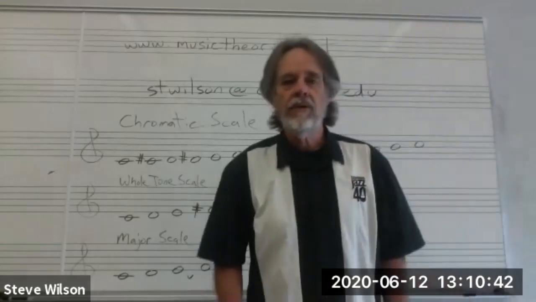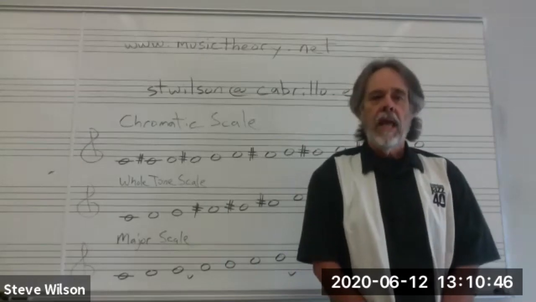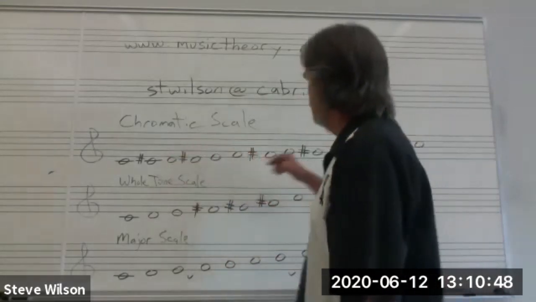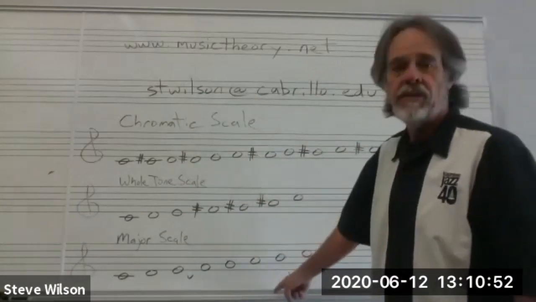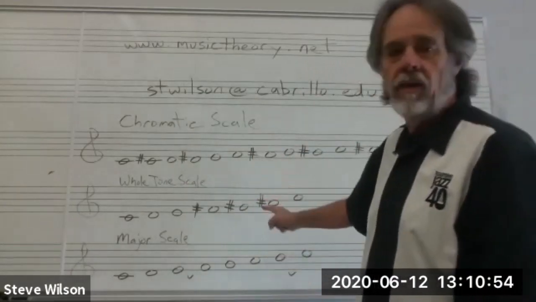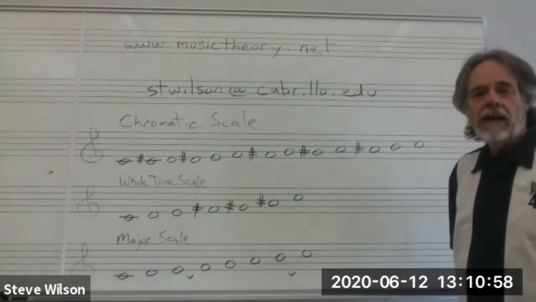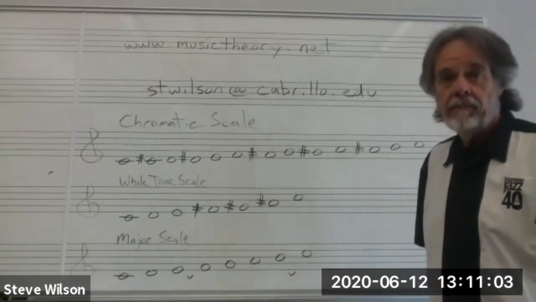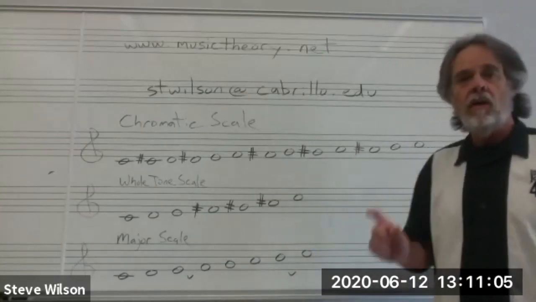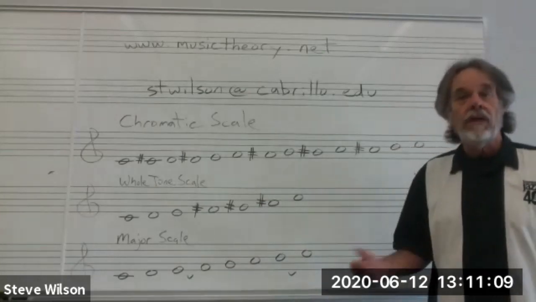So today we're going to start talking about some scales and some basic chords, triads. And we're going to start by talking about something called the chromatic scale. We have three different scales here today: the chromatic scale, the whole tone scale, and the major scale. Now, the chromatic scale is all half steps. Now, what is a half step? A half step is the smallest distance that we recognize between two notes in Western music.